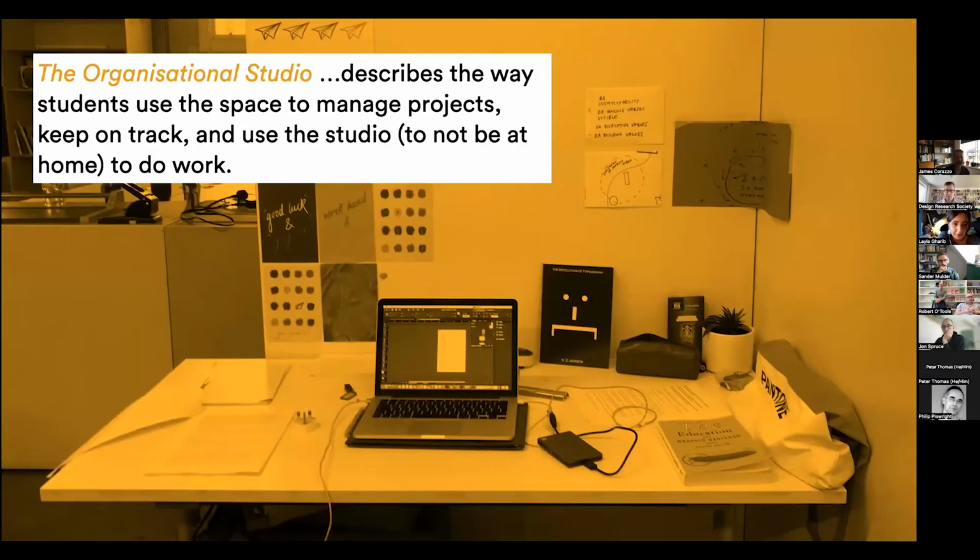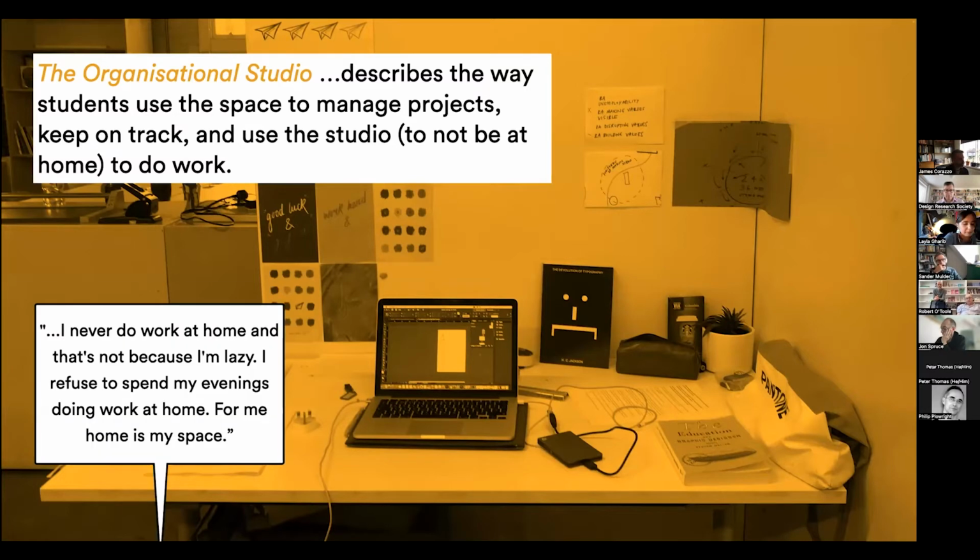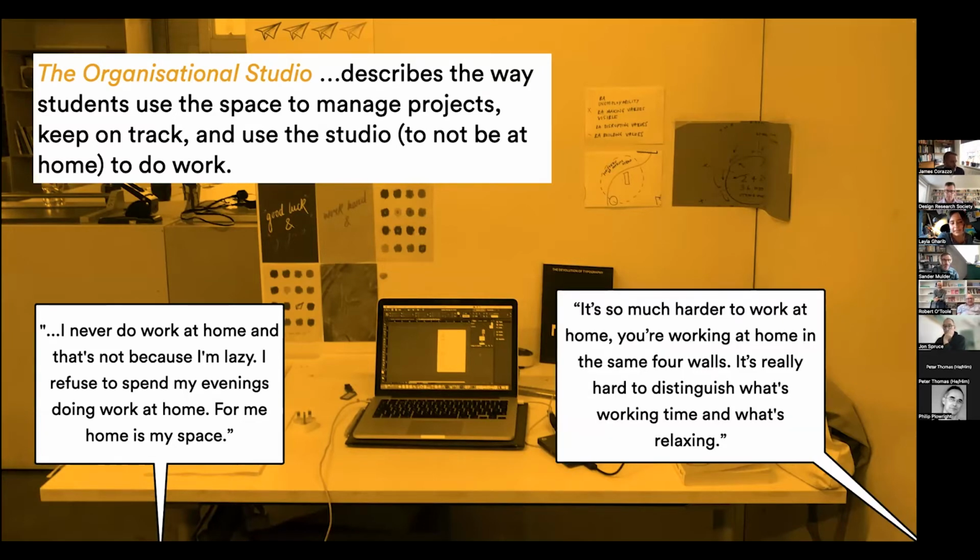So the organizational studio function describes the way students use the space to manage projects, keep on track, and use the studio to not be at home to do work. That function is implemented by students to separate home and studio life. So the studio acts as a site of separation that for some students felt important to create a healthy work-life balance. So, student accounts such as: I never do work at home, and that's not because I'm lazy. I refuse to spend my evenings doing work at home. For me, home is my space. So that function really becomes important in creating that separation that some students found useful.